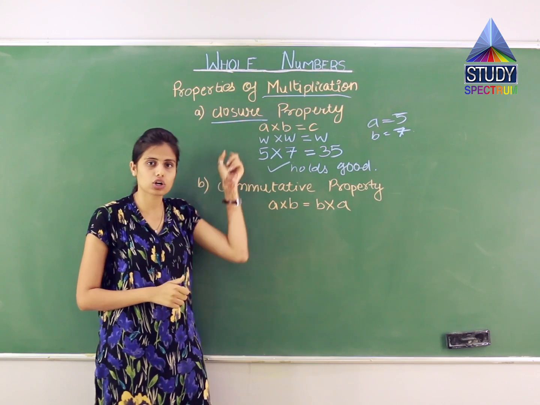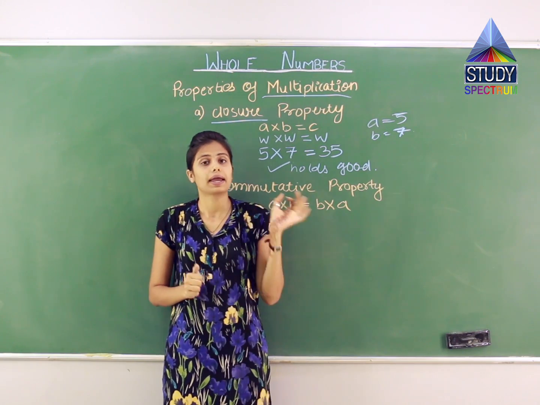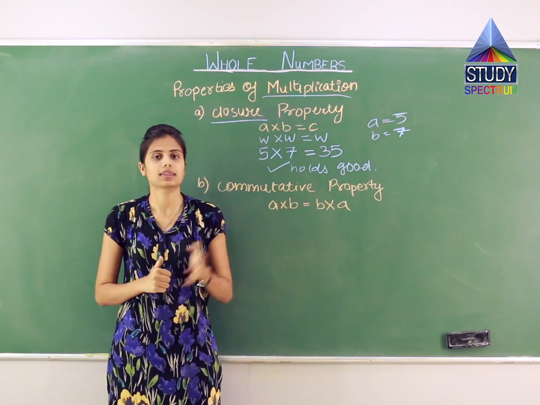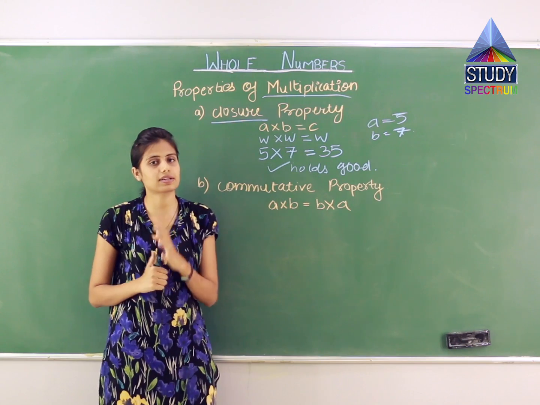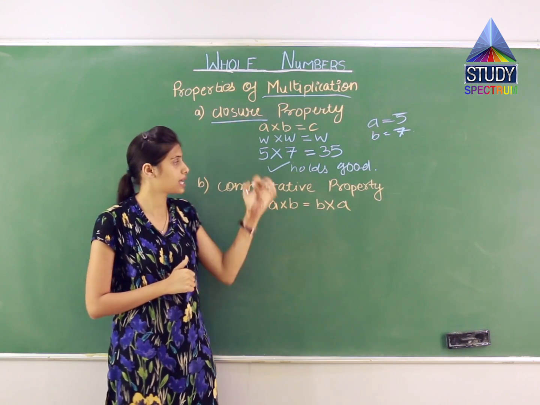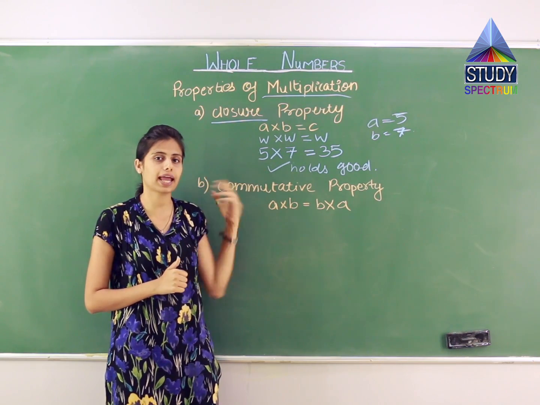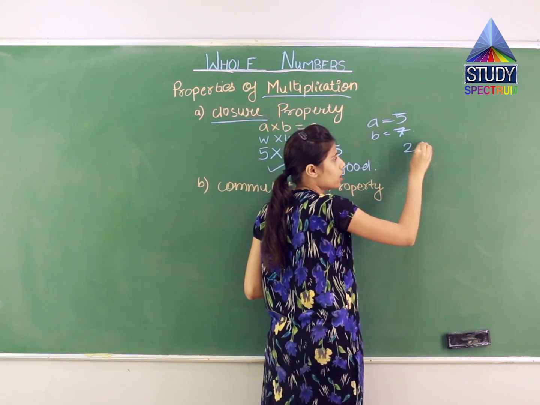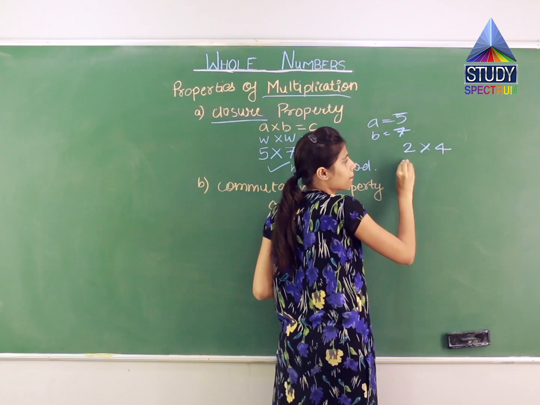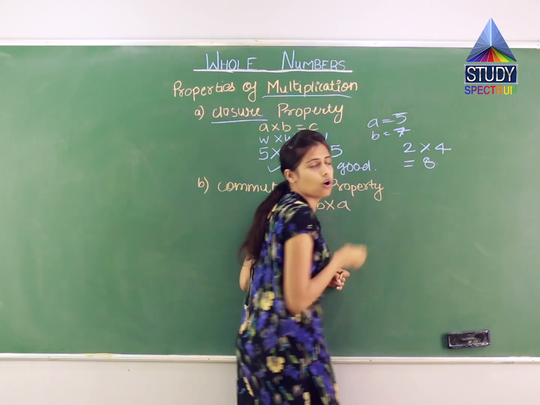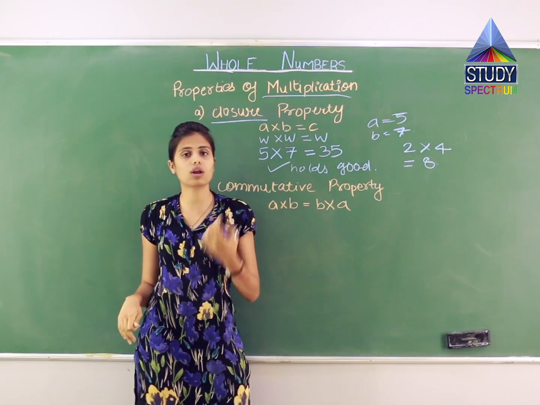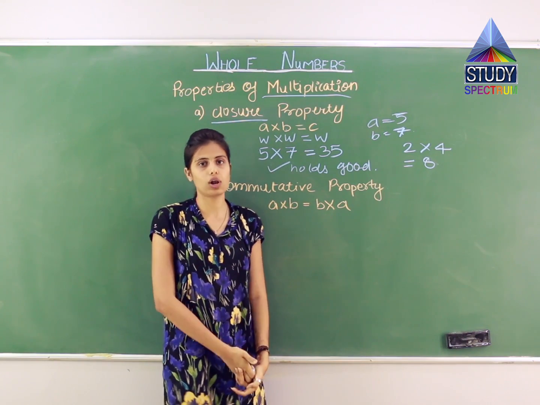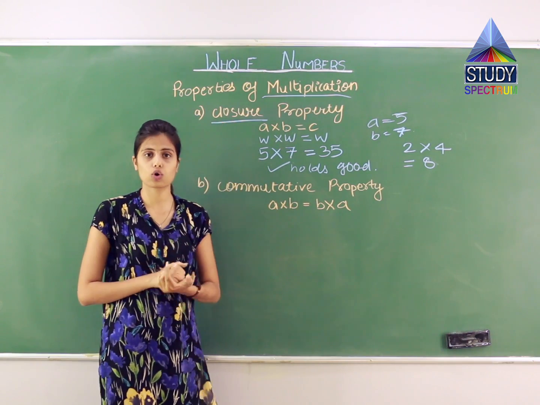In addition also the closure property was satisfying. In subtraction, only in the case where a was less than b, the closure property was not satisfying. Rest other cases it was also satisfying. Same with the multiplication, it will satisfy in any case. Suppose I say और एक नंबर ले लीजिए, जैसे कि 2 is a whole number multiplied by 4 which is a whole number. The answer will be 8 which is a whole number. Any two whole numbers you take, multiply them, the answer will be what? The answer will be a whole number. So we are clear with the closure property.